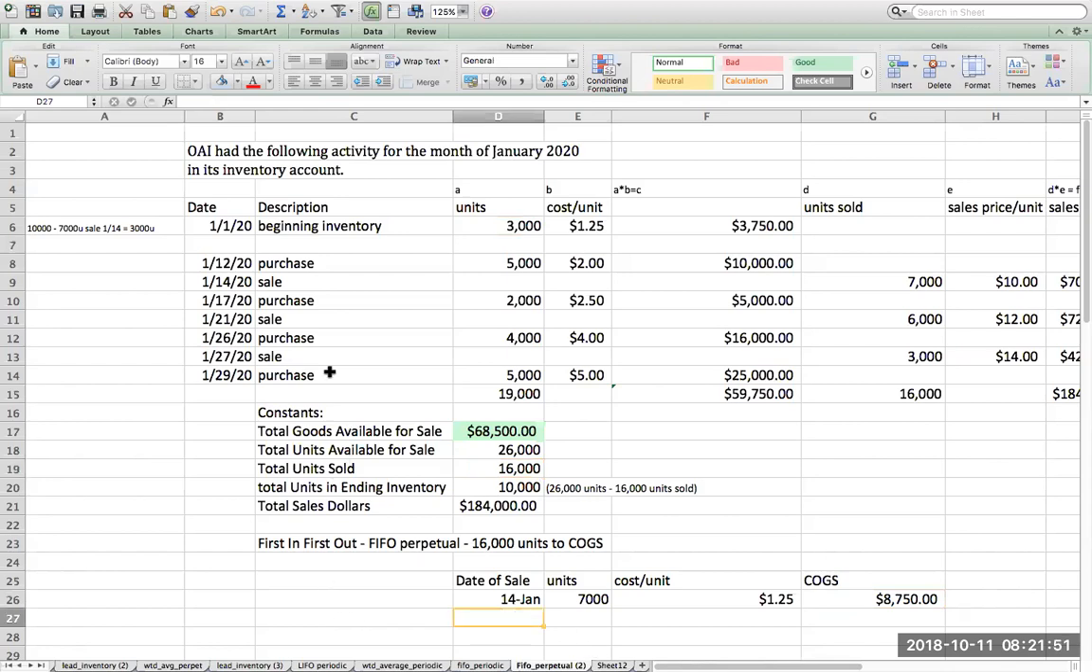So I'm doing perpetual. I go to my next date of sale, 1/21/20. And here I sold 6,000 units. And the question is, where do I take these from? So I sold 6,000 units. First in, first out. So I'm going to take these 3,000 units first.